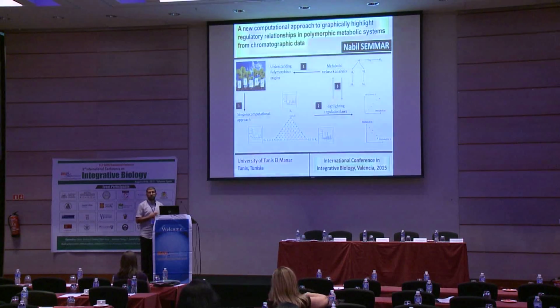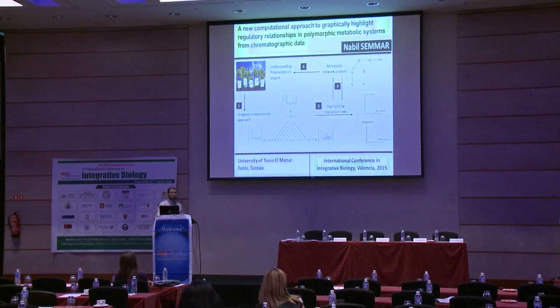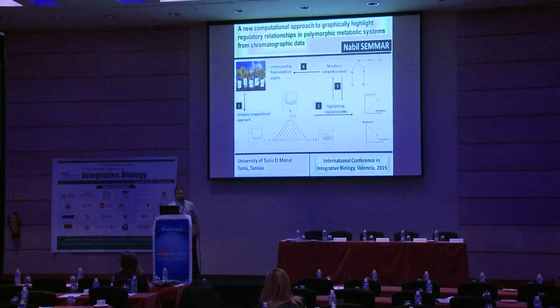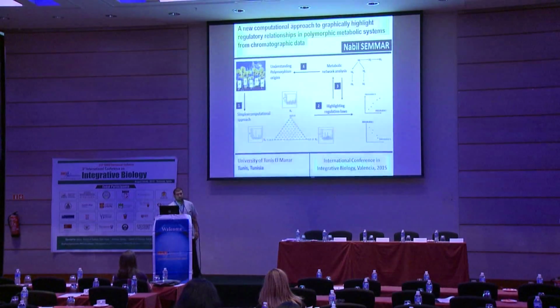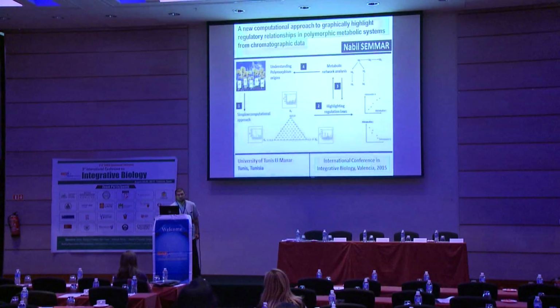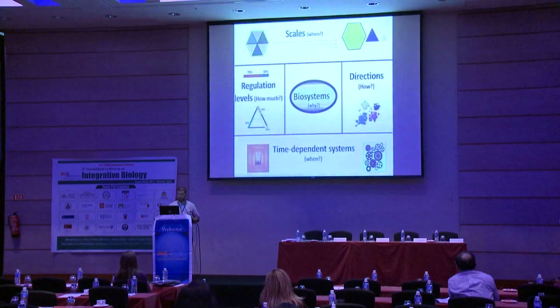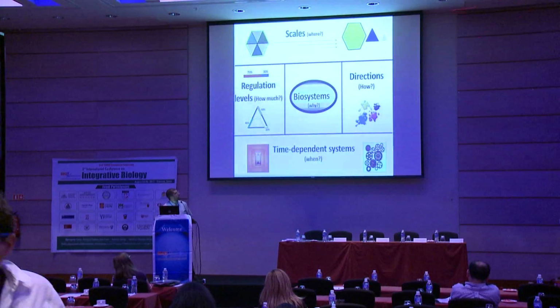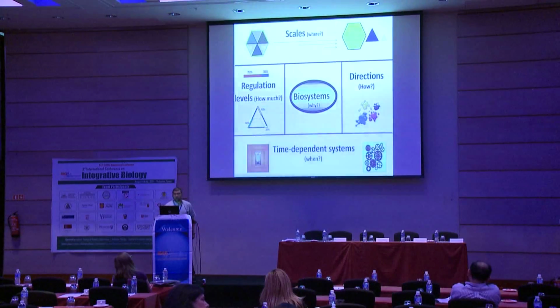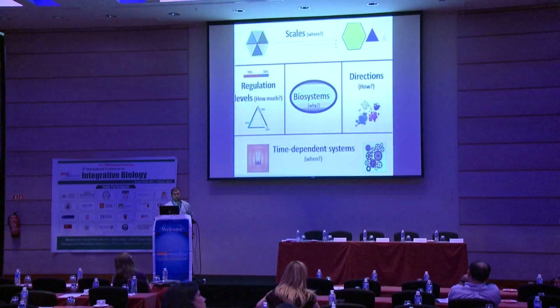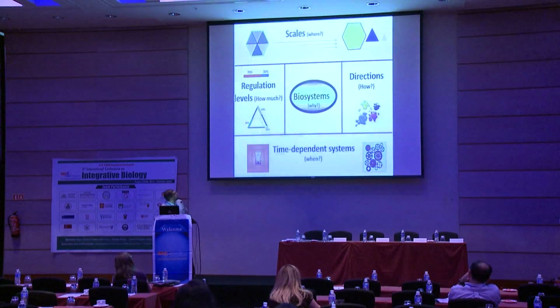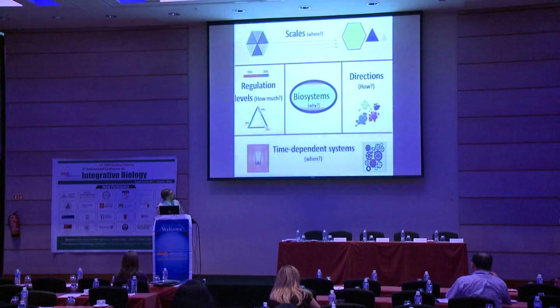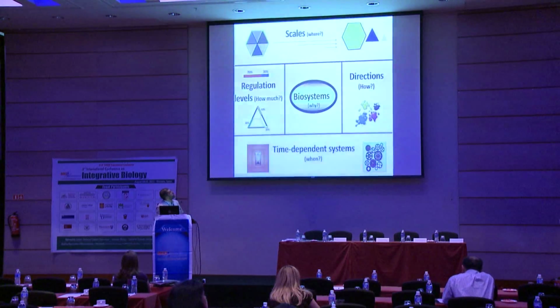Helping to extract complex processes governing chemical polymorphism in biosystems. Biosystems are characterized by high complexity, which needs to be analyzed according to different aspects, including regulation levels, variation ways, process scales, and dynamics.